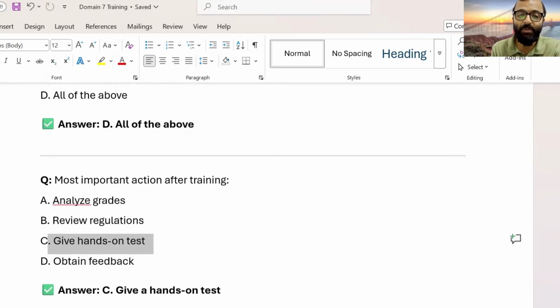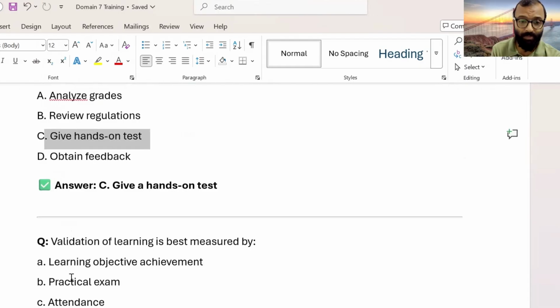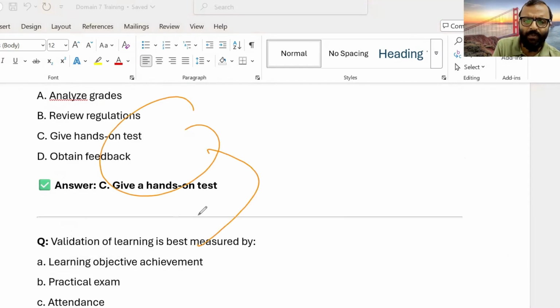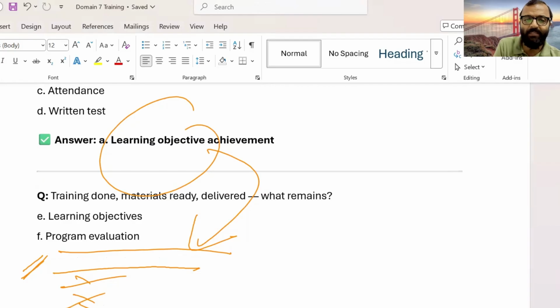Validation of learning is best measured by learning objective achievement, practical exam, attendance, written test. Similarly, same concept which we have discussed here. Okay, validation of learning. If you have learned in a good manner or not, how will you understand whether your training is effective? Learning objective achievement, practical exam, attendance, written test. No. If you have learning objective achievement, okay, if you have done the training and you are performing in a good manner, that is the correct way.